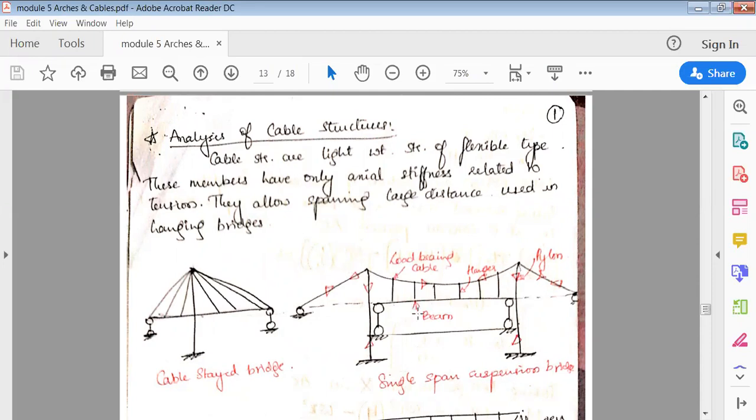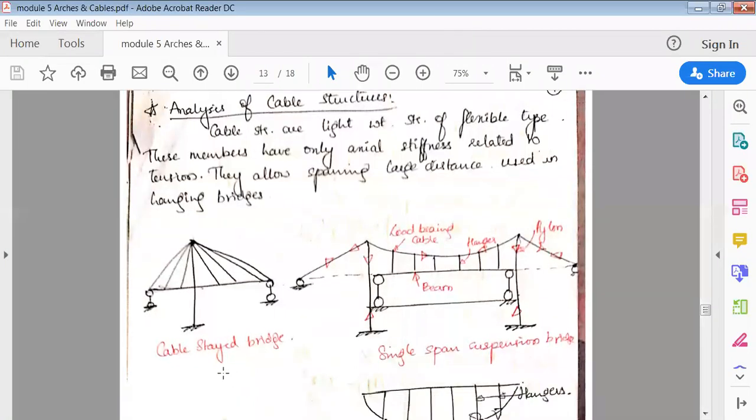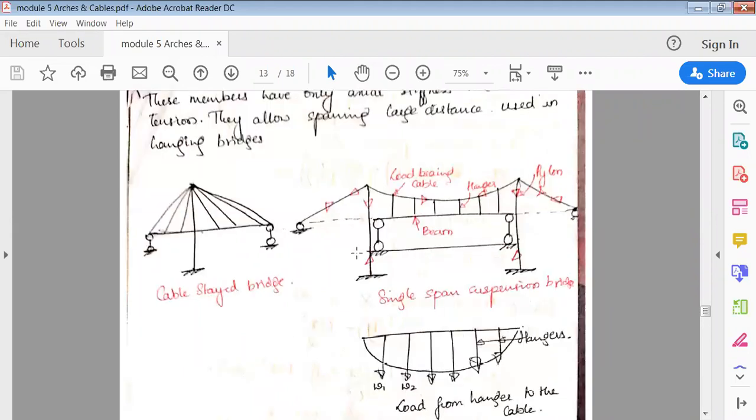Okay, you must have heard about this hanging bridge, London Bridge. So all of these are carrying cables as such. This is called a cable stayed bridge, and this is called a suspension bridge. Basically all these are the cables which carry the entire load of this bridge.